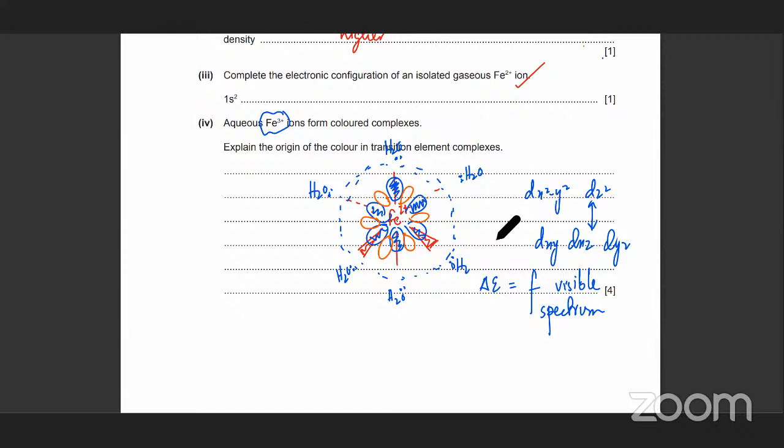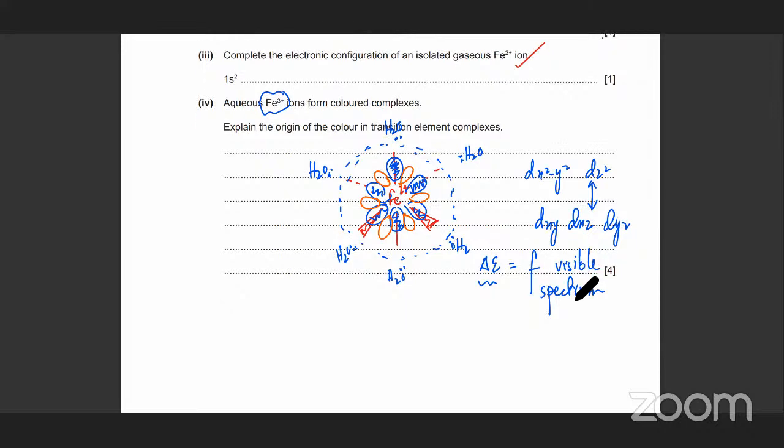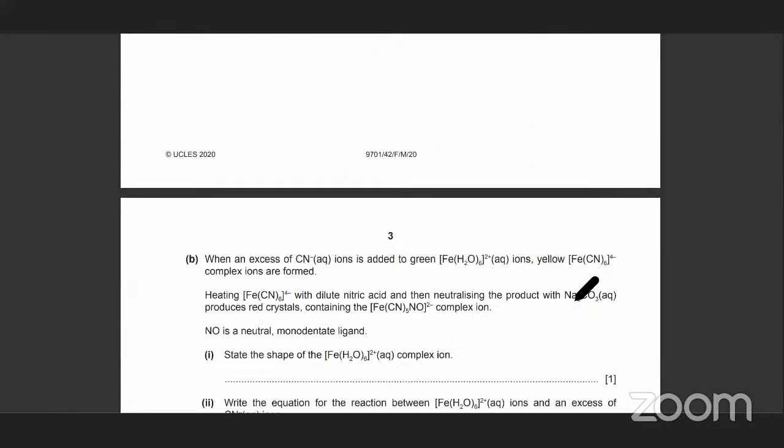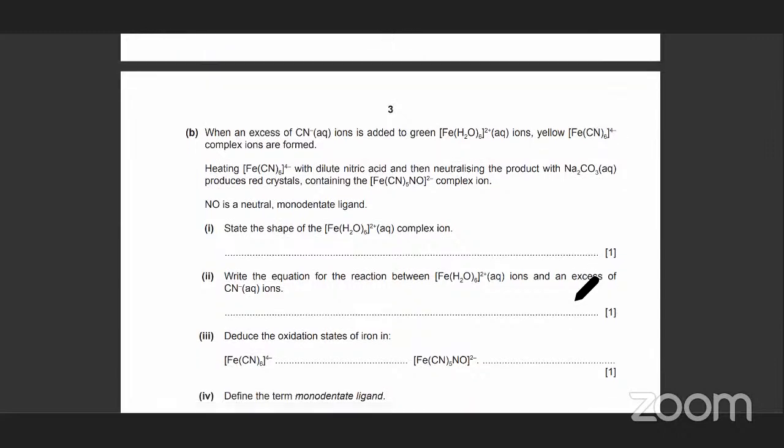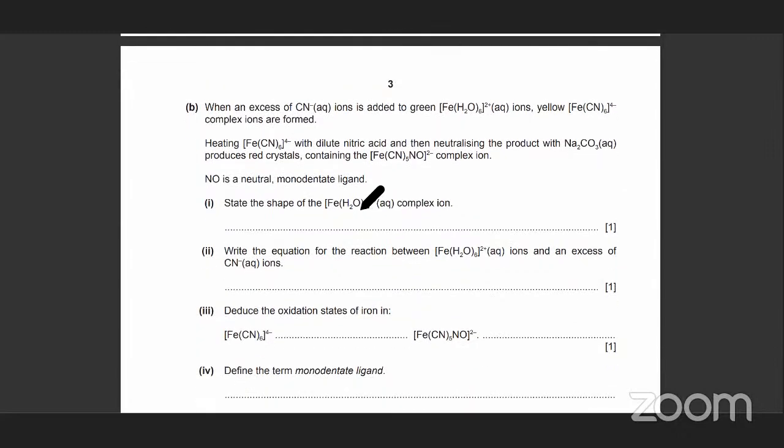The other question that would be asked is, why does changing the ligand change the color? Because if you change the ligand, a different ligand would have a different amount of repulsion, and the energy gap would be different. Since energy is proportional to frequency, a different frequency from the visible spectrum is absorbed, and a different complementary color would be seen. Next, state the shape: 6 bonds, that's octahedral. So this one is octahedral.